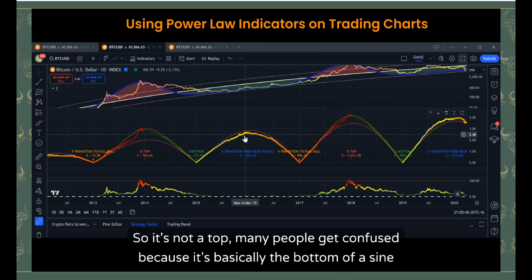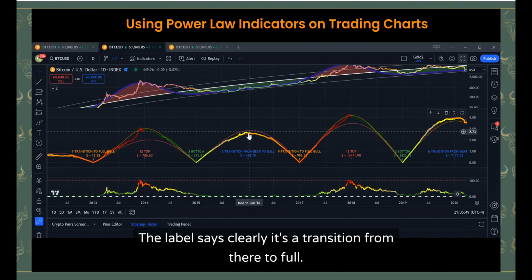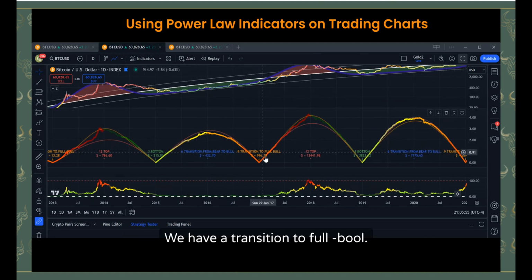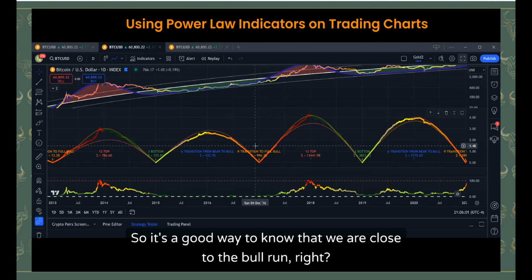So it's a way of marking this particular event. It's not the top. Many people get confused because it's basically the bottom of a sine wave, but because we flip it, it looks like a top. But it's not. The label says clearly it's a transition from bear to bull. And then again, notice what happened here. We have a transition to full bull. That is when things start to get exciting. Things pick up. So it's a good way to know that we are close to the bull run, right?